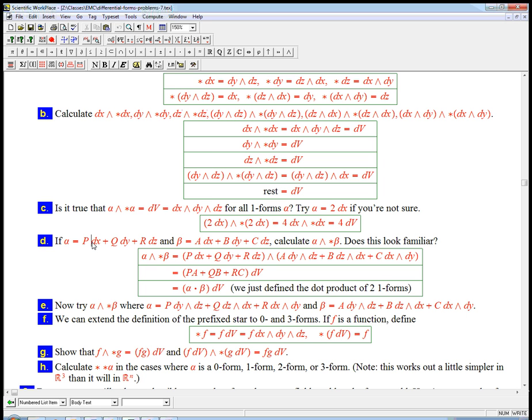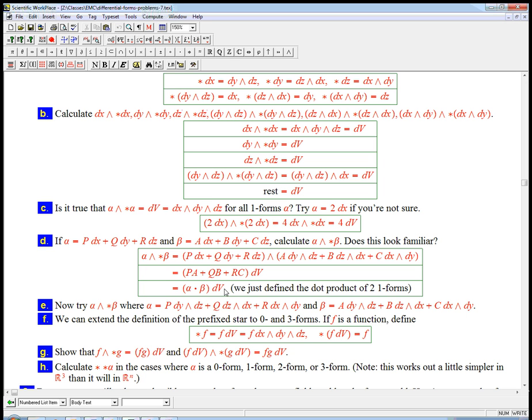One way to say that is we're treating dx, dy, and dz as orthonormal quantities. When I dot them with each other, they die, and when I dot dx with dx, you get 1. If you treat them that way, then this will be the formula for the dot product. So that's a scalar function. When you take alpha wedge star beta, you don't just get the scalar function alpha dot beta. You get that times the volume form.